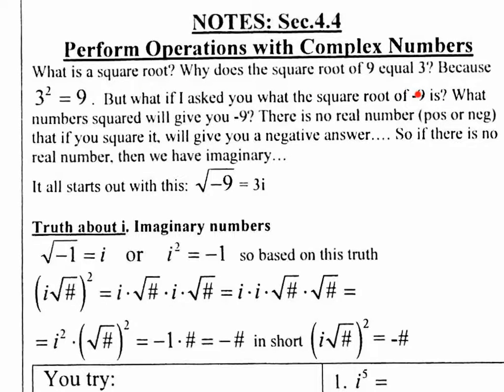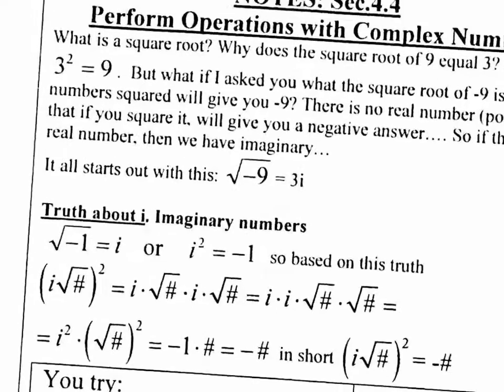Well, the answer is not 3 because 3 squared is positive 9, and it's not negative 3 because negative 3 squared is also positive 9. So whenever we have a negative inside a square root, that's when you don't have a real answer. That's when you have an imaginary answer. Okay? So we need to understand this fact right here, that whenever you have the square root of a negative, you can't have a negative in there. That becomes an imaginary answer.